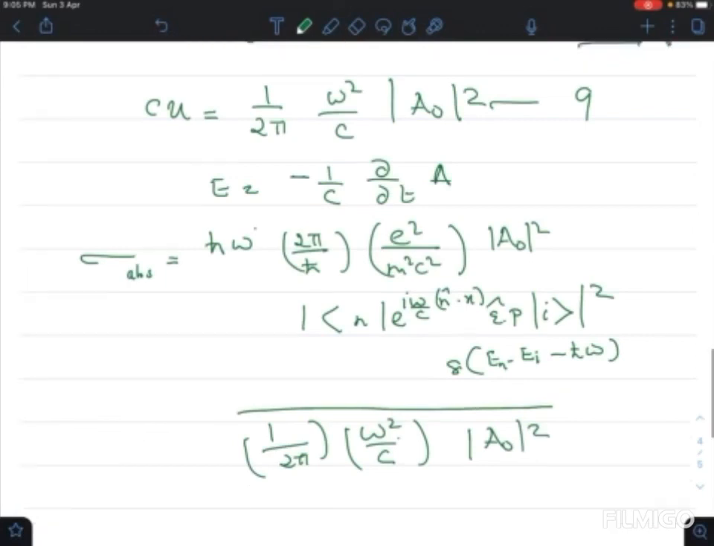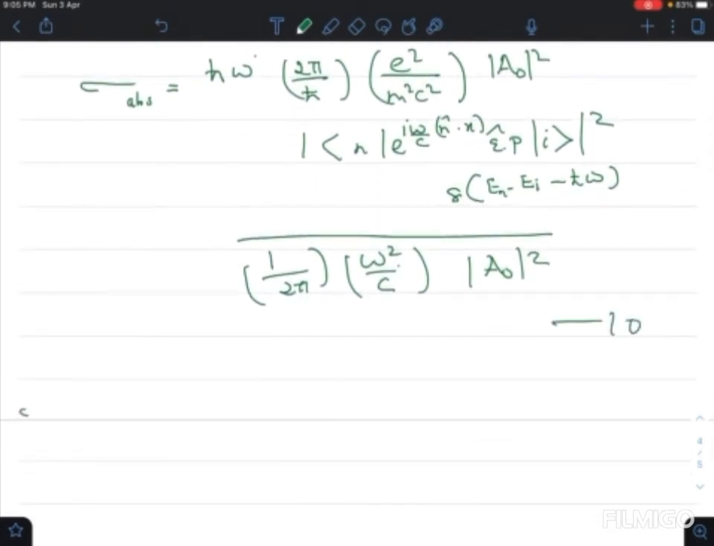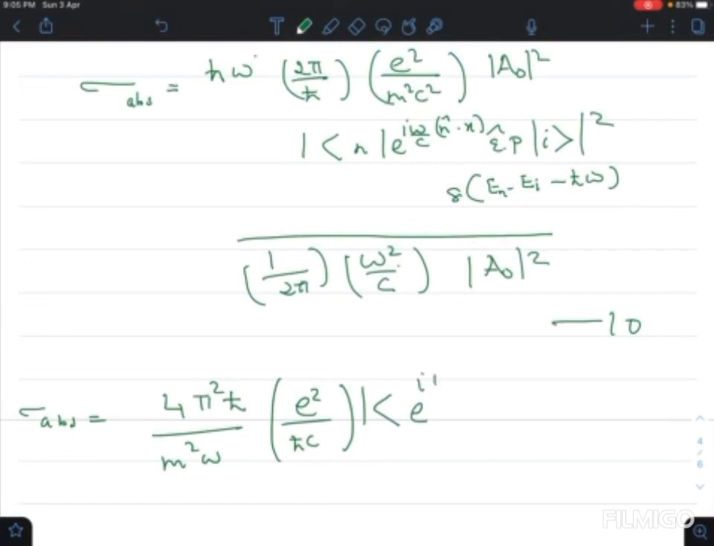I think when you simplify it, just do it for yourself and find out whether you are getting σ_abs as equal to 4π², that ħ I am retaining here itself, by m²ω into e²/ħc modulus e^(iω/c n·x) ε·p, okay, sorry, I have i modulus square δ(E_n − E_i − ħω).